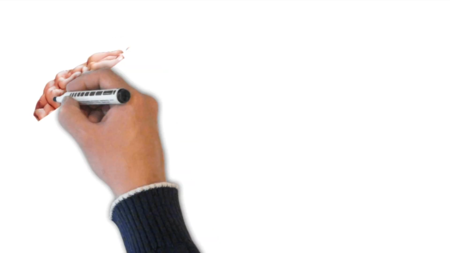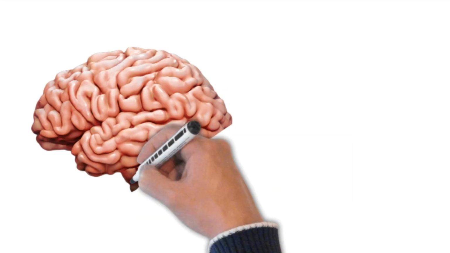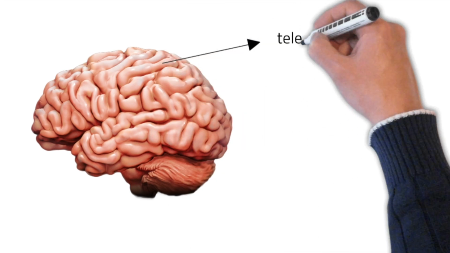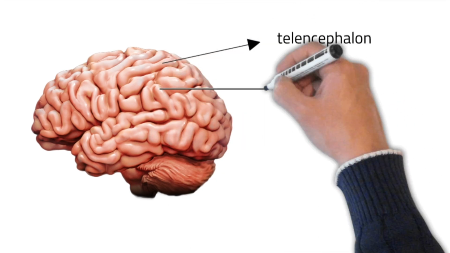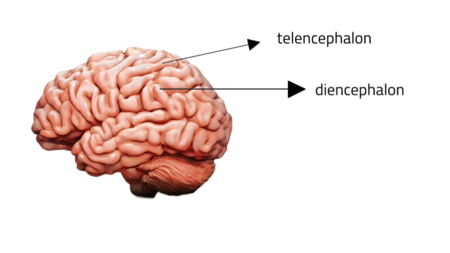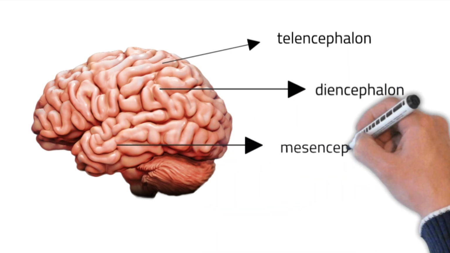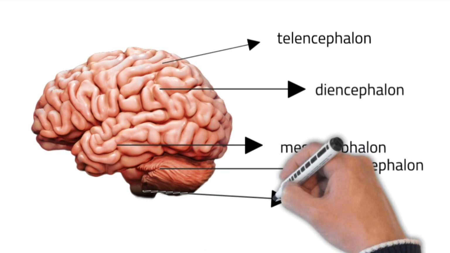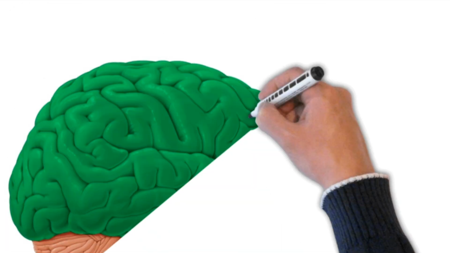In this video we will learn the divisions of the brain. The human brain, regarding neuroanatomy, is divided into 5 main divisions, each responsible for different vital functions. These divisions are the telencephalon, diencephalon, mesencephalon, metencephalon, and myelencephalon. In this video we'll explore each section, starting with the telencephalon.